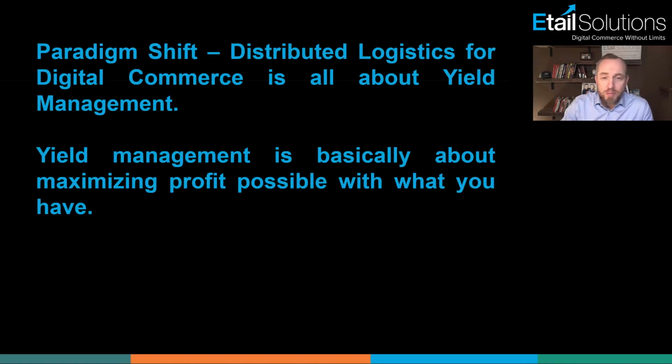So over the last many weeks, we've been talking about the fact that distributed logistics really allows us to look at digital commerce a little bit differently. We can look at it now through the lens of what we call yield management. Yield management is basically trying to maximize profit and sales with what you have at your disposal, right? You've got certain assets, you've got them in certain locations. How do we maximize the profit that we can get out of this current situation? That's what yield management is.